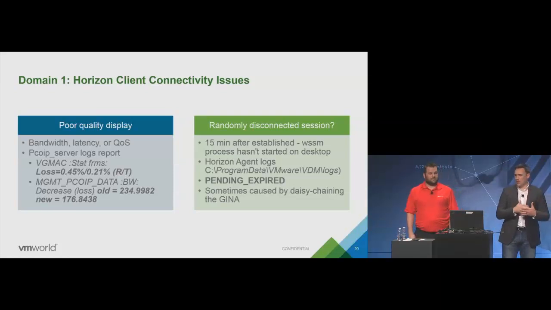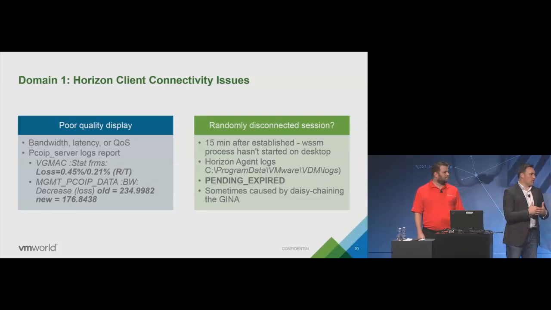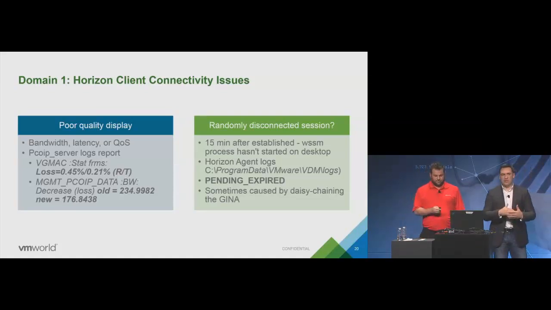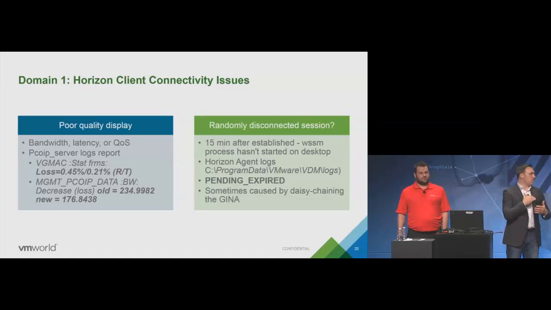So we highly recommend, and in fact, you must be doing some kind of network optimization for PC over IP. It's a UDP-based protocol. It should be treated like VoIP. It should be prioritized. It should be shaped, and there should be some level of QoS.